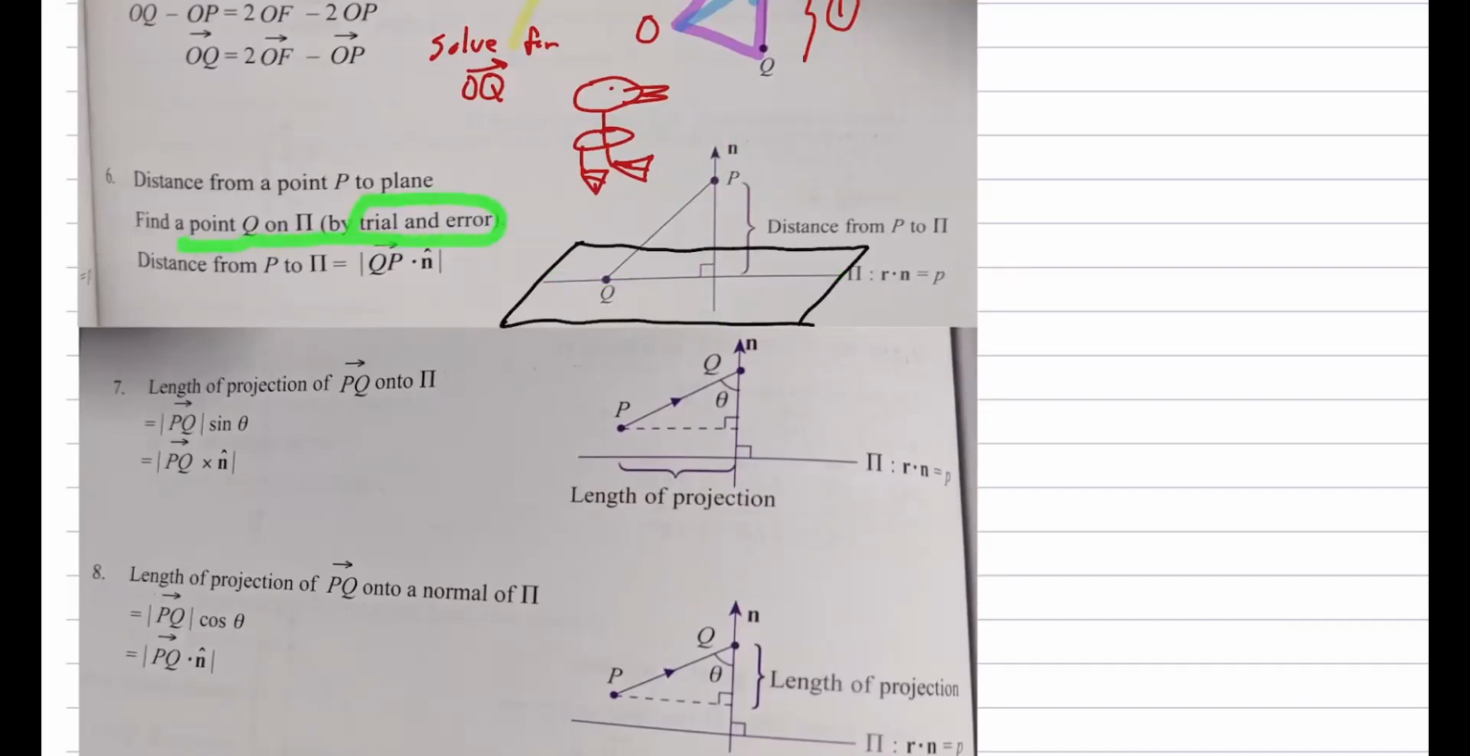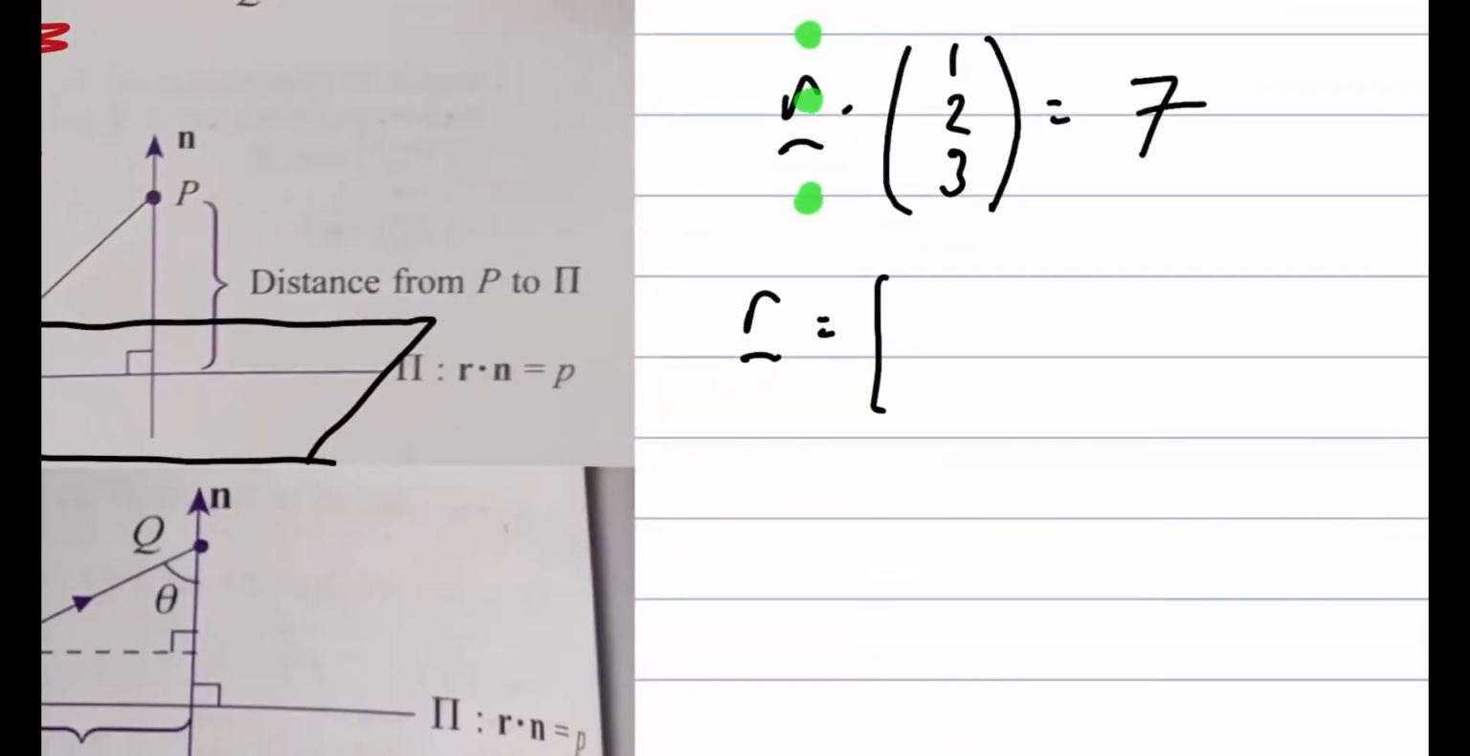Okay, how do you find out a point on the plane? By trial and error. So for example, if you got a plane with this equation, how do you find out a point that is on the plane? Pick a good value of x, y, z, so that when you take the dot product with (1, 2, 3), you get 7. How about 2 copies of 3? That's 2 times 3, which is 6. How much more do I need to get 7? 1, right? So how about 1 times 1? Then here put a 0. Does it work? So check.